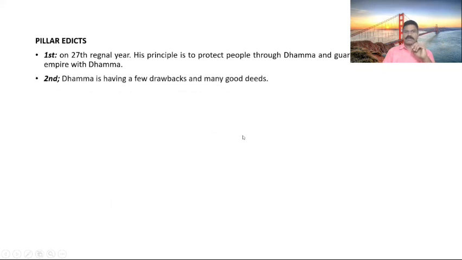The second pillar edict speaks about Dharma having a few drawbacks, but many good deeds. Even if it has very few drawbacks, it gives good deeds. The third pillar edict of Asoka says to notice one's own faults. You have to notice your own faults.